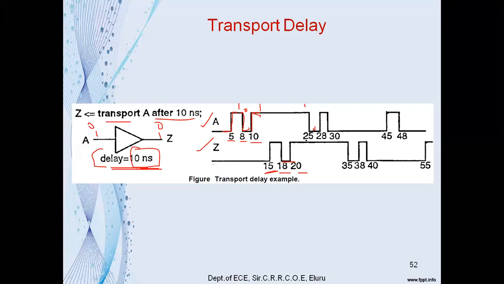Similarly, look here at 25, where the change came from 1 to 0. So how much change comes here? 35. Similarly, at 30 it is 40, and at 45 it is 55. So which means that whatever the changes at the input, they will be propagated instantly to the output with the delay. That is the transport delay.